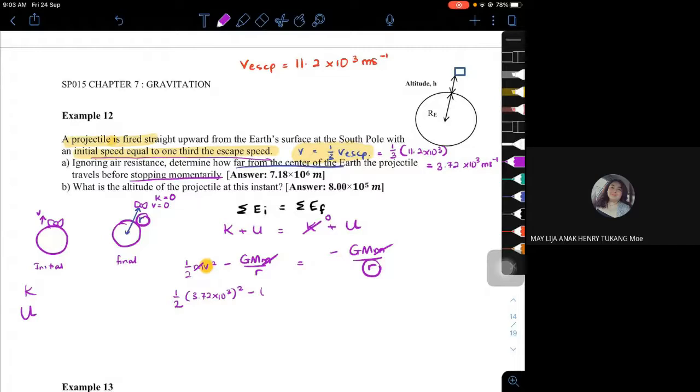So this one, G is 6.67 times 10 to the power of negative 11, and then the mass of planet Earth, Miss writes here, is 5.98 times 10 to the power of 24, and then R, Miss writes here, radius of Earth is 6.38 times 10 to the power of 6.